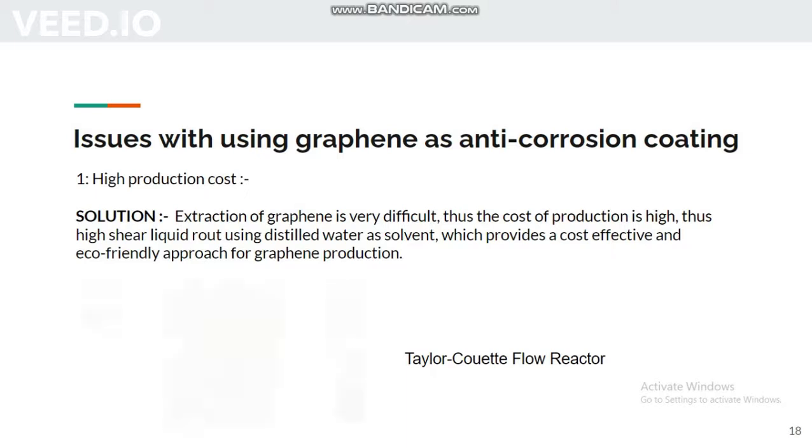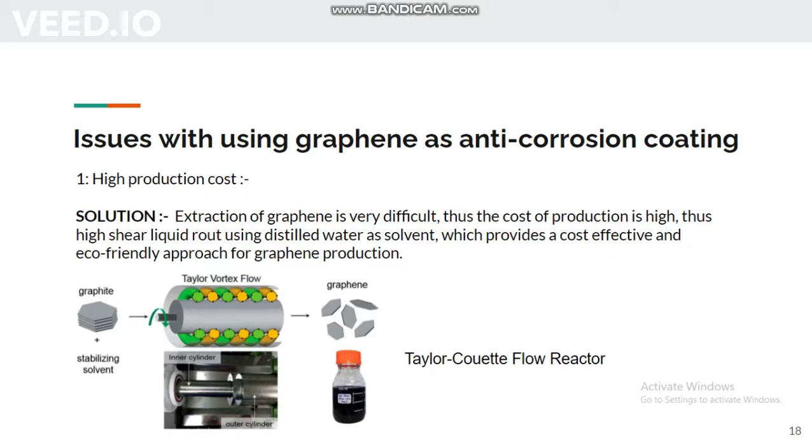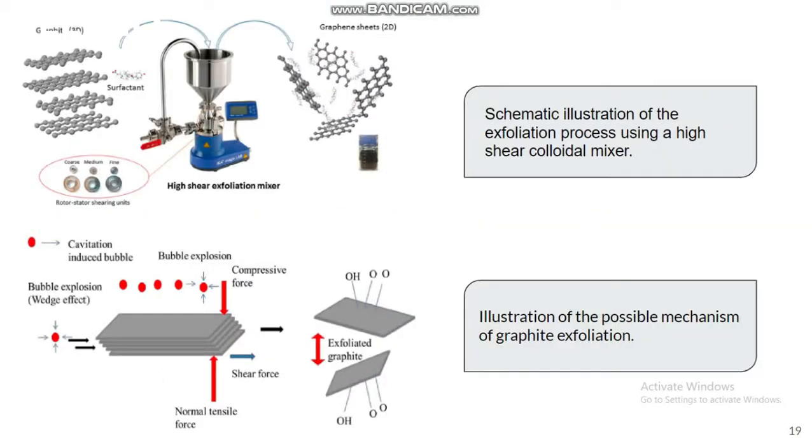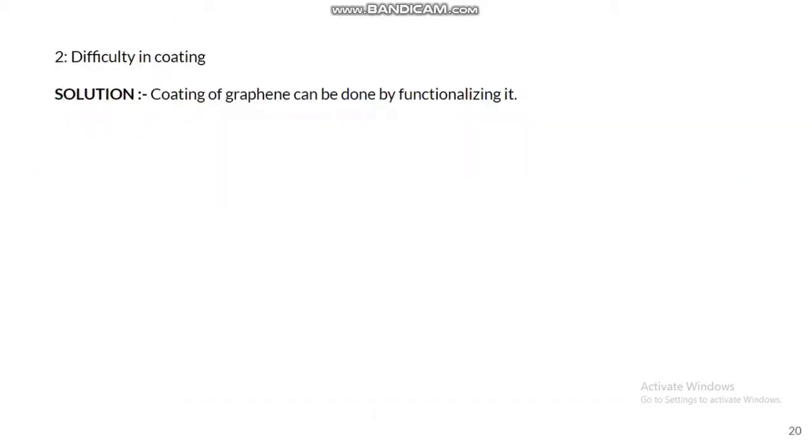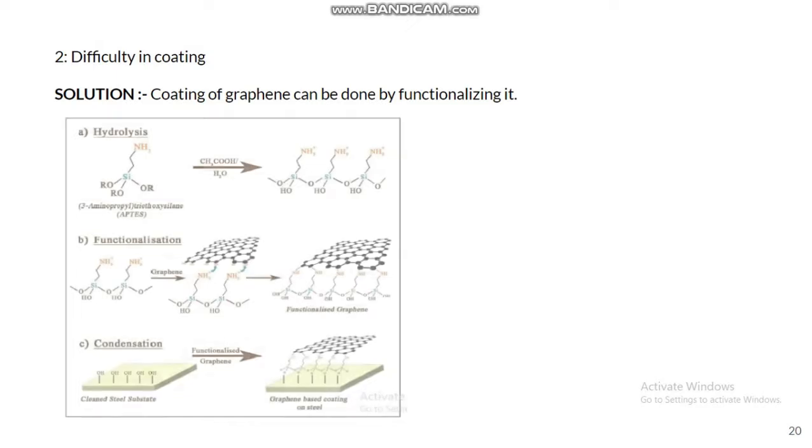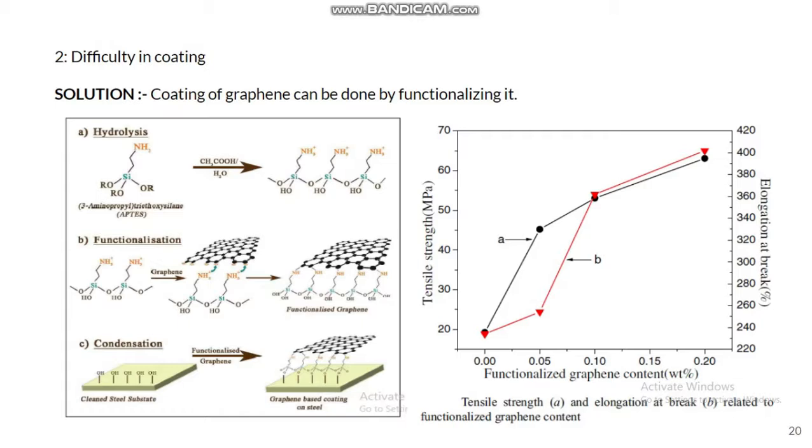The solution to this is the use of shear liquid route using distilled water as solvent, which provides an effective and eco-friendly approach for graphene production. This process is the top-down approach for graphene production. The second issue is difficulty in coating. The solution to this is functionalizing graphene with 3-aminopropyltriethoxysilane, which provides an easy approach to put a graphene layer on steel.